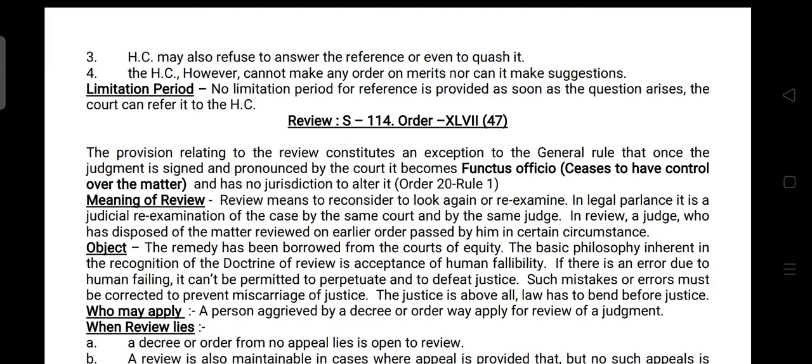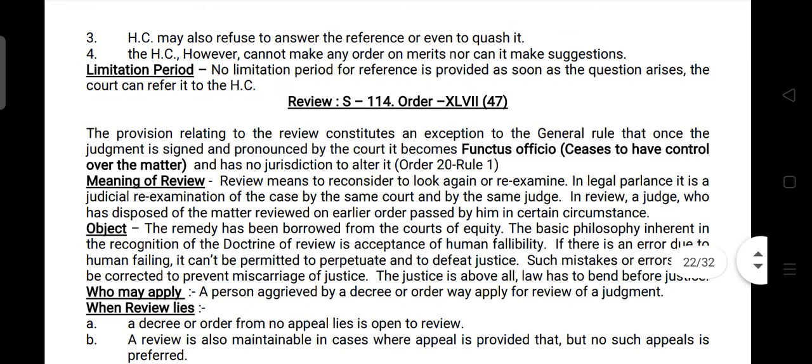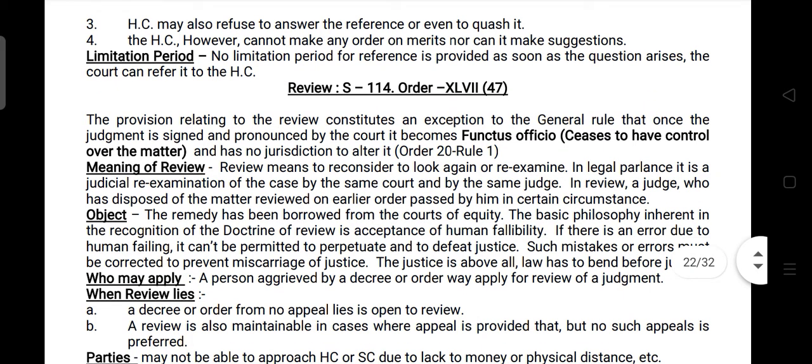What is the object of review? The remedy has been borrowed from the courts of equity, and the basic philosophy inherent in the recognition of the doctrine of review is the acceptance of human fallibility. So review is basically based on the rules made by the courts of equity.